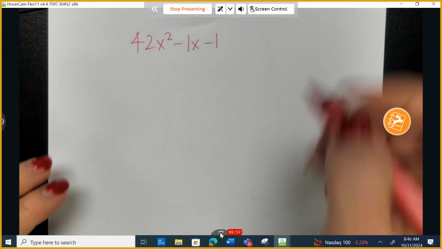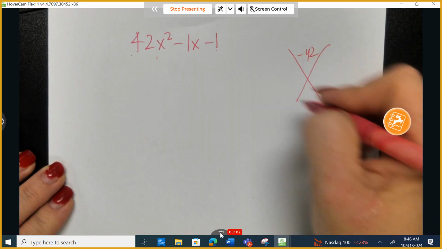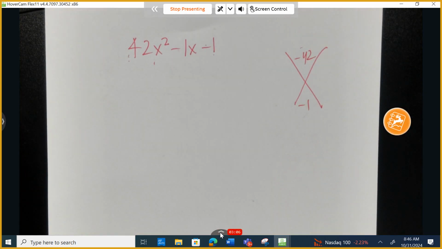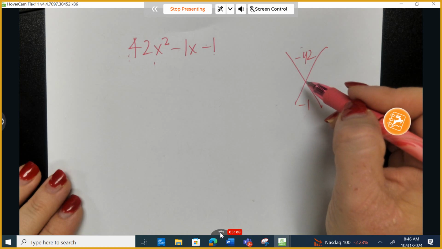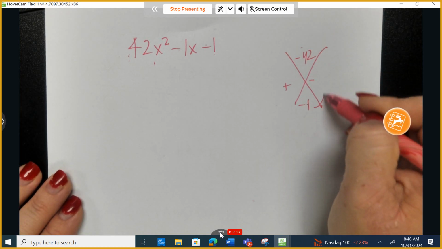Alright, so this is our last practice problem. Multiplying to equal negative 42, combining to equal negative 1. So what we're going to do right now is think of the combination. This says different signs, larger number is negative.